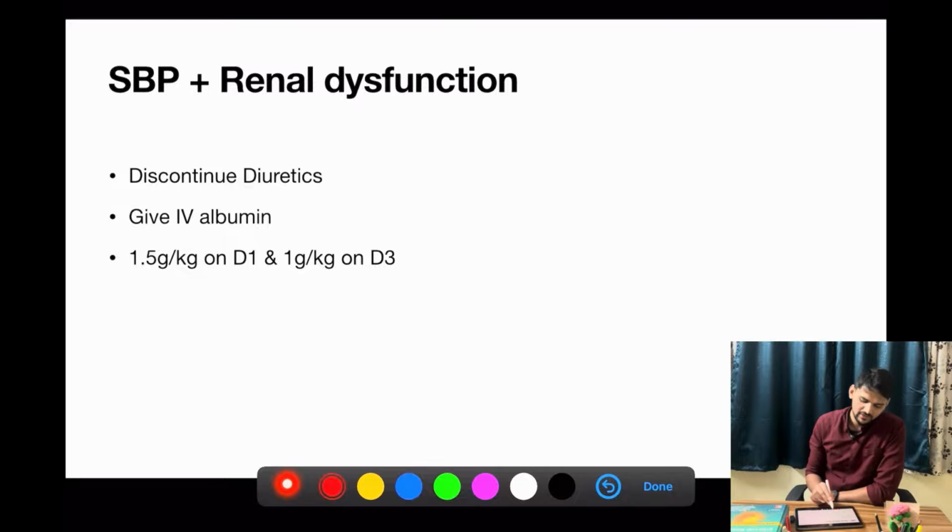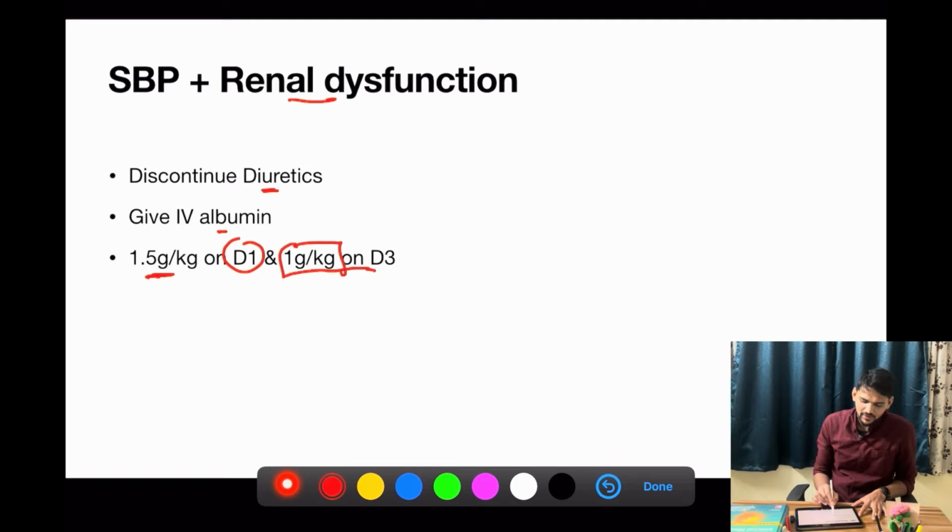Sometimes, along with this infection, patients will develop renal dysfunction. In that case, the first thing is to discontinue diuretics, as mentioned previously, and start giving IV albumin infusions. In that situation, we have to give about 1.5 gram per kg body weight of albumin on day 1, followed by 1 gram per kg of albumin on day 3. So these things should be followed when there are both complications, SBP plus renal dysfunction.